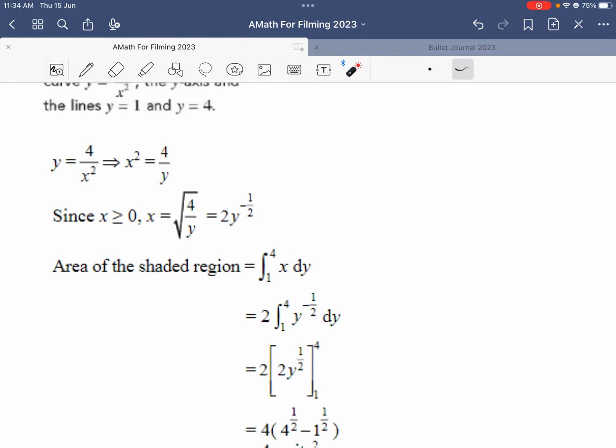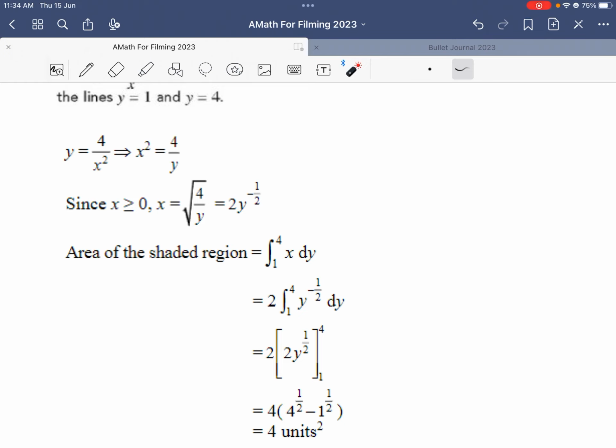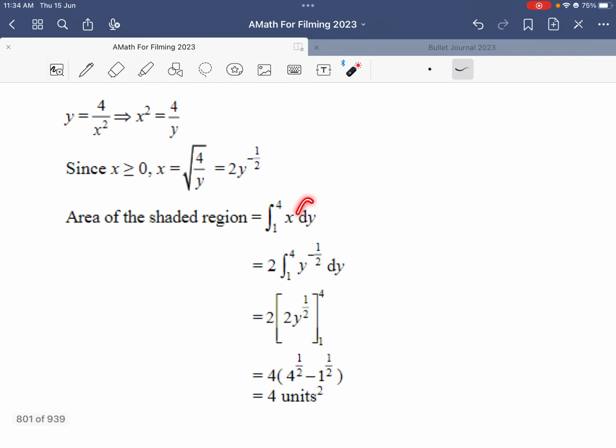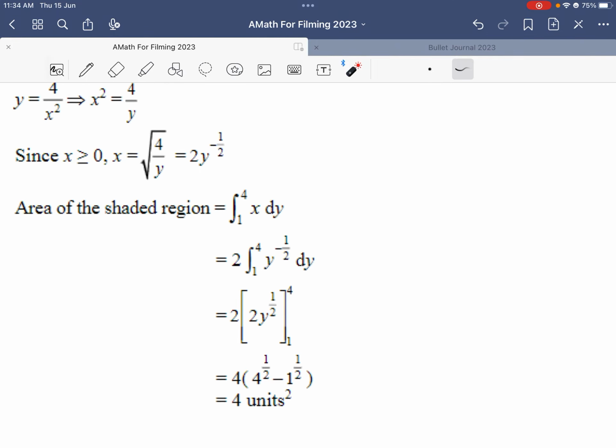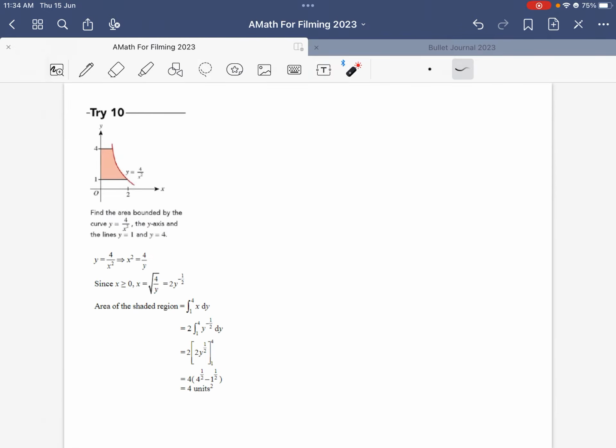First and foremost, what you need for try 10 is to actually make x the subject of the formula. So x is 2y to the power of negative half. Then you are integrating with respect to y, and the limits are 1 to 4. So if you just do all of that, what you should get is 4 units squared.